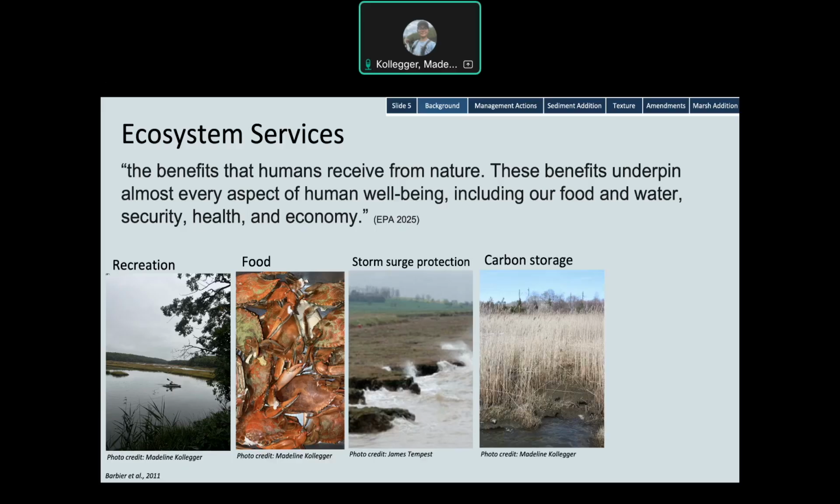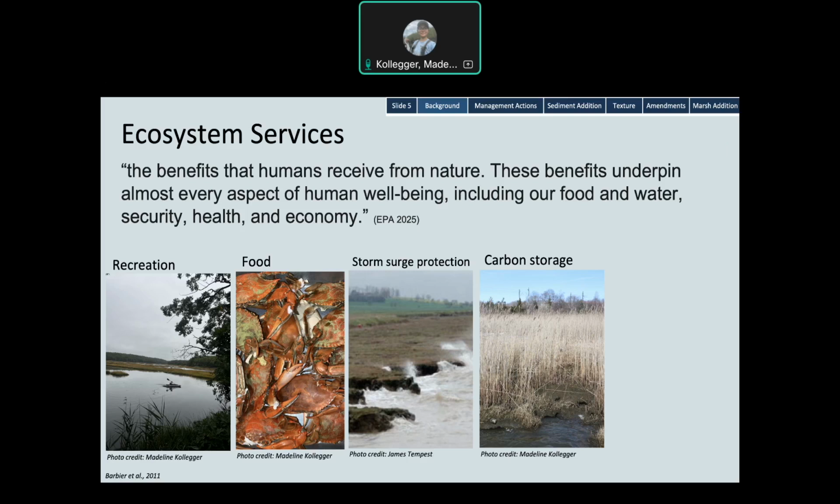And particularly important today is carbon storage. So all plants will take up carbon dioxide from the atmosphere through photosynthesis and store it in their bodies and then in the ground. And when they store it in the ground, they're effectively removing that carbon dioxide from the atmosphere. And that's important as the climate is changing.